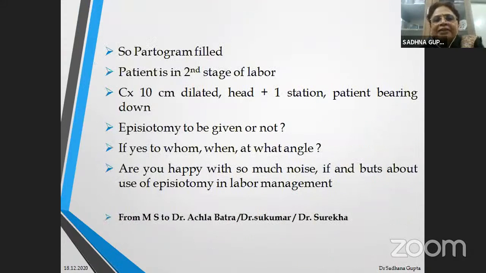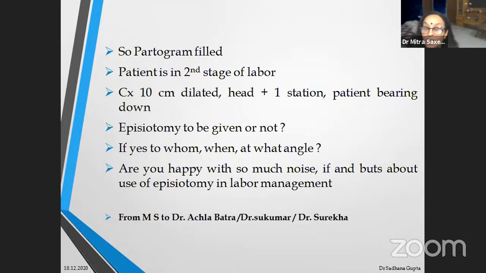So we are going straight away from Mitra. Now she is going to deliver, and you take episiotomy. And we have already crossed the time, so I think by 7:30 we will sum up to the newborn care. So Mitra, you take.